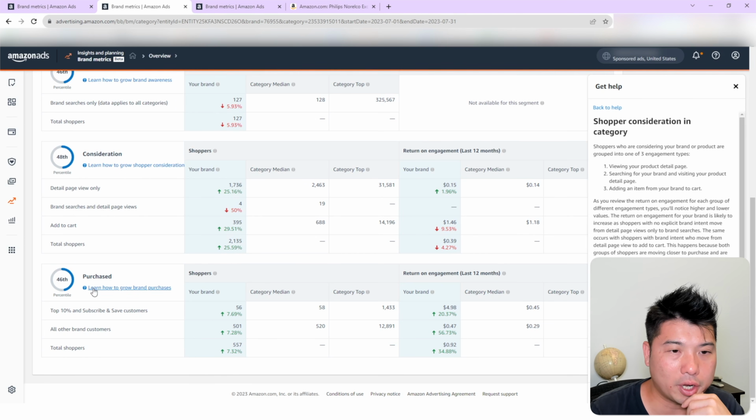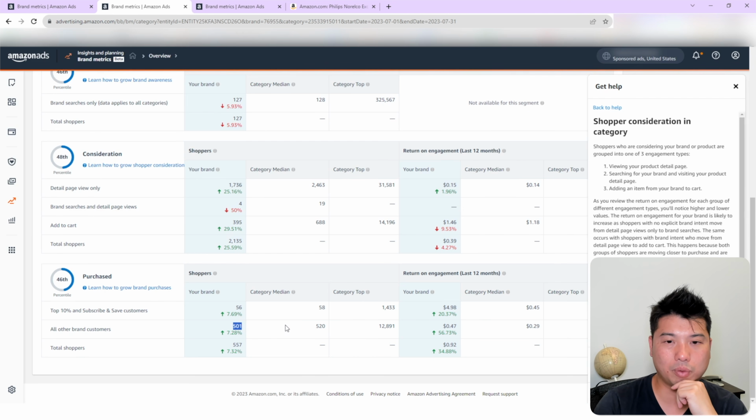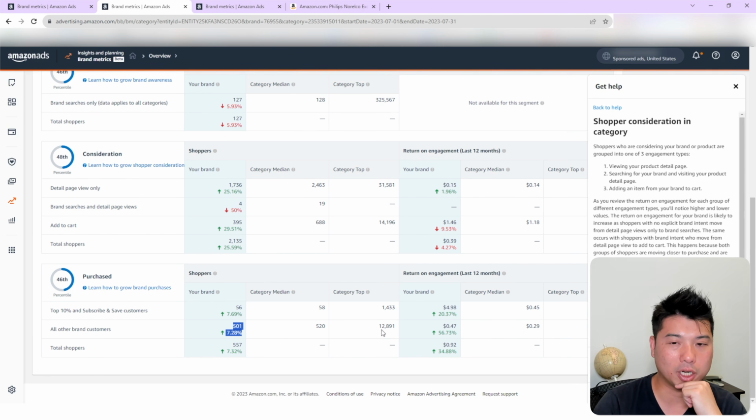And looking at the purchase, if you really want to be top of the category, basically you need to look at ways to get close to this number right here. You see, right now we're not even close. We're not even at the median, right? So if we really want to dominate the category, we should be selling around 12K in a given month. So that gives us a goal, to see what the market could bear until we top out, basically.